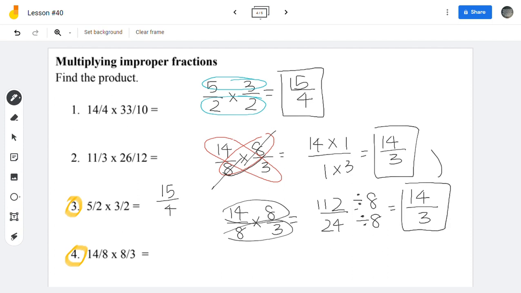Again, same thing. You can either simplify before you multiply, or you can simplify after you multiply. I personally like to simplify before, because the numbers are much easier to deal with. So for number 4, your answer should be 14 over 3.